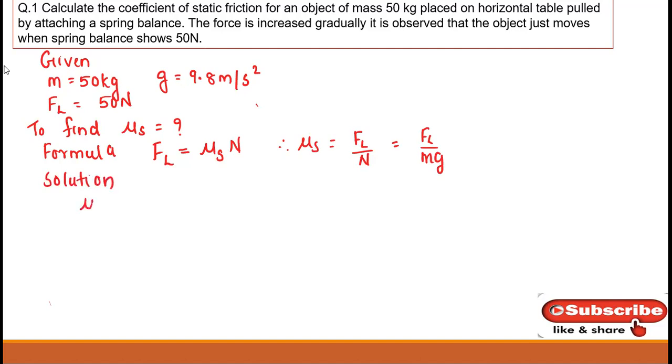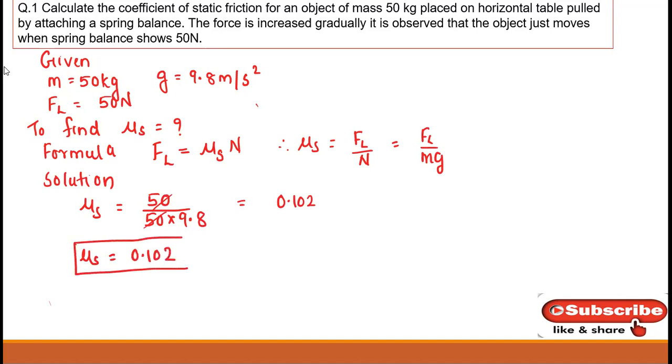That is, mu s is equal to FL, 50, upon m, 50, into 9.8. So 50 will get cancelled. 1 upon 9.8, that is equal to 0.102. So we got mu s is equal to 0.10. It has no unit. Okay, I hope you all understood the solution. Let us solve the next question.